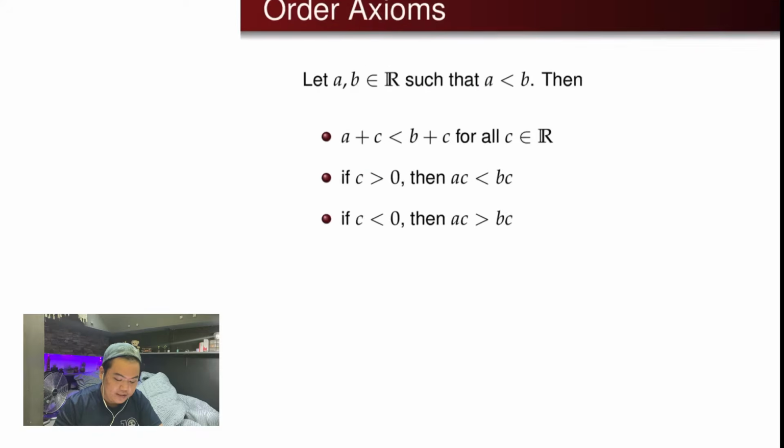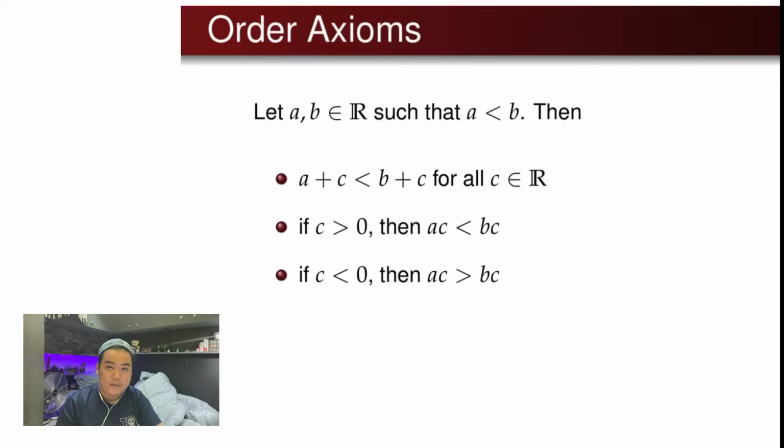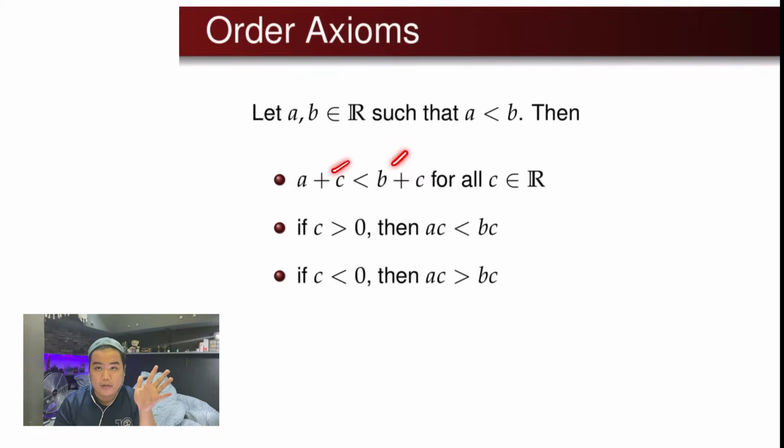Next, review natin itong order axioms. Ito yung mga properties na magagamit natin sa pagsosolve ng inequalities. So, kunyari, you have two real numbers such that A is less than B. You can add C to both sides. So, pwede kang mag-add ng any number on both sides or pwede ka rin mag-subtract ng any number on both sides. Yan yung tinatawag na addition property of inequality. So, pwede ka mag-add ng same number on both sides.